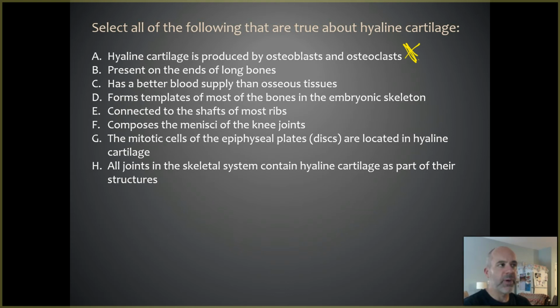Present on the ends of long bones. Yes, you have those articular cartilages on the ends of your long bones. You know that better as gristle, and that is hyaline cartilage. How about C? Has a better blood supply than osseous tissues.